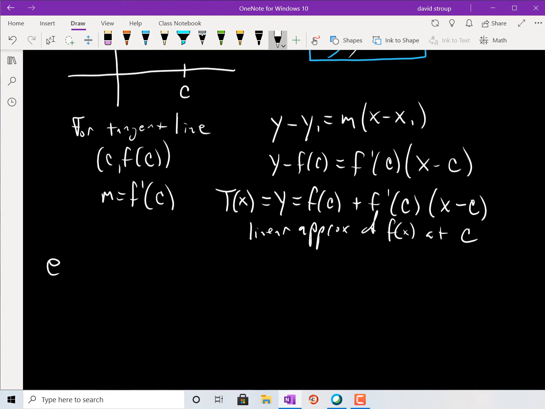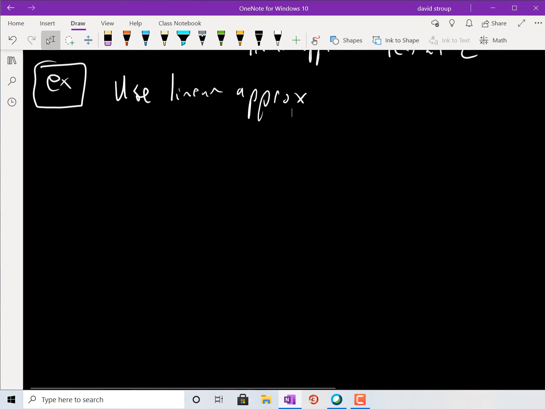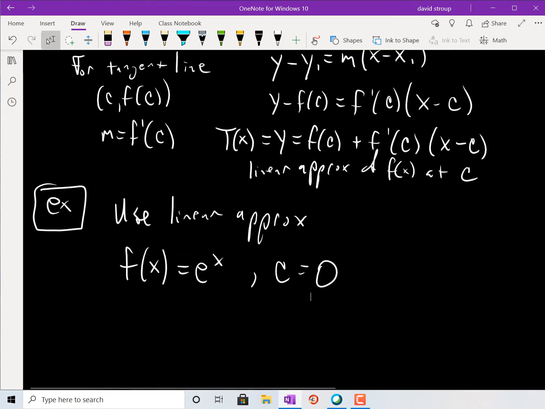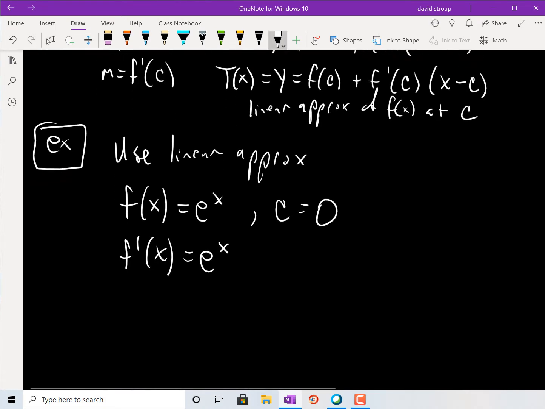Okay, so an example, maybe something like use the linear approximation and compare the values of the actual function and the linear approximation. Basically, in the homework they'll give you like a chart you have to fill out. So, anyways, the function we'll look at is e to the x, and we'll worry about a c value of 0. Okay, so for our formula, we need what? We need f prime of x, which is again e to the x, and then t of x.